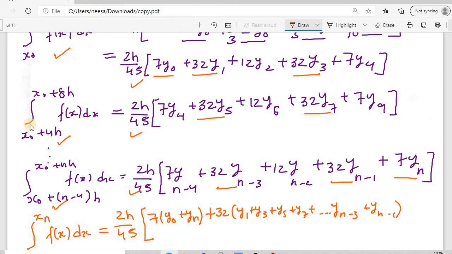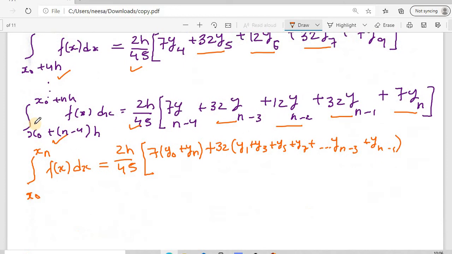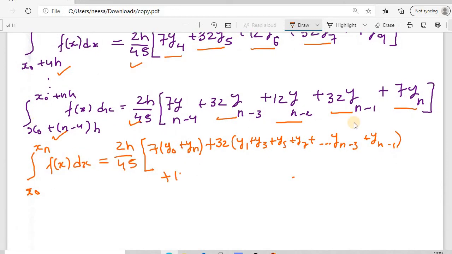The next group could be, we can see that this is 12 by 2. This is 12y6 till 12yn minus 2. So the second group will be 12 within the brackets (y2 plus y6 plus and so on till y of n minus 2).